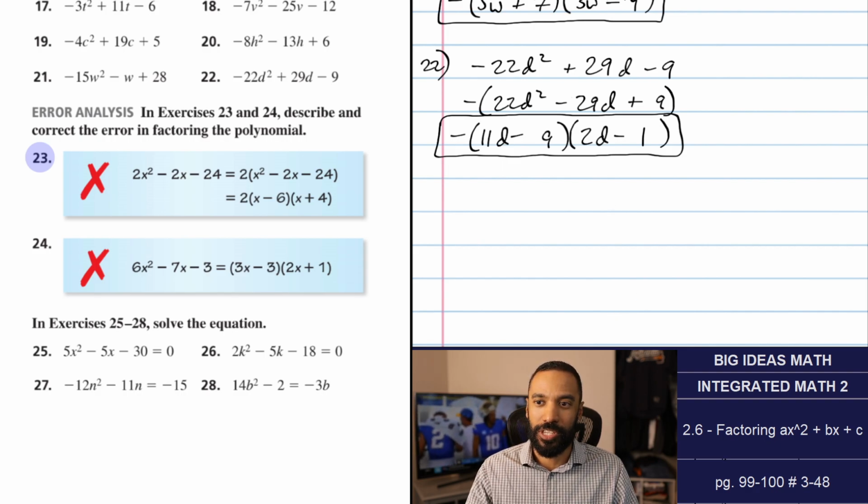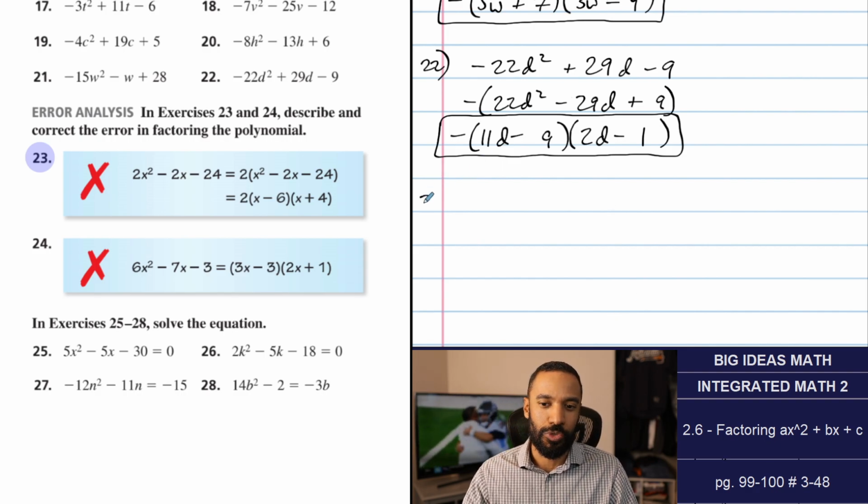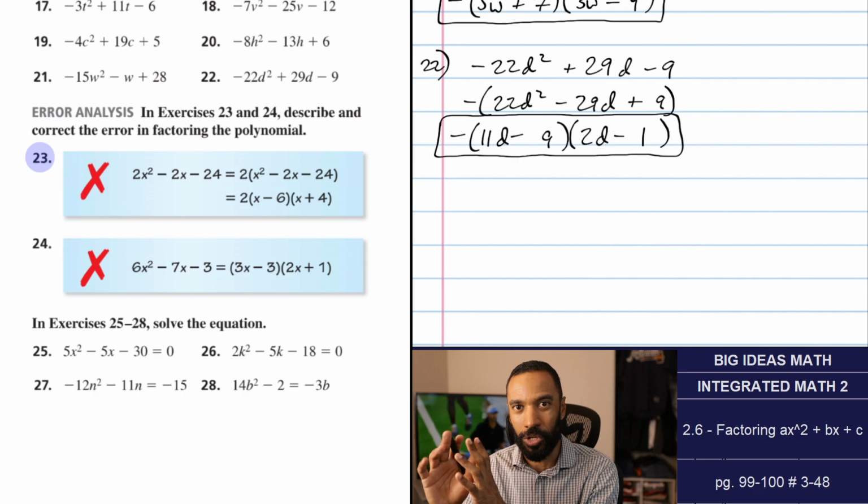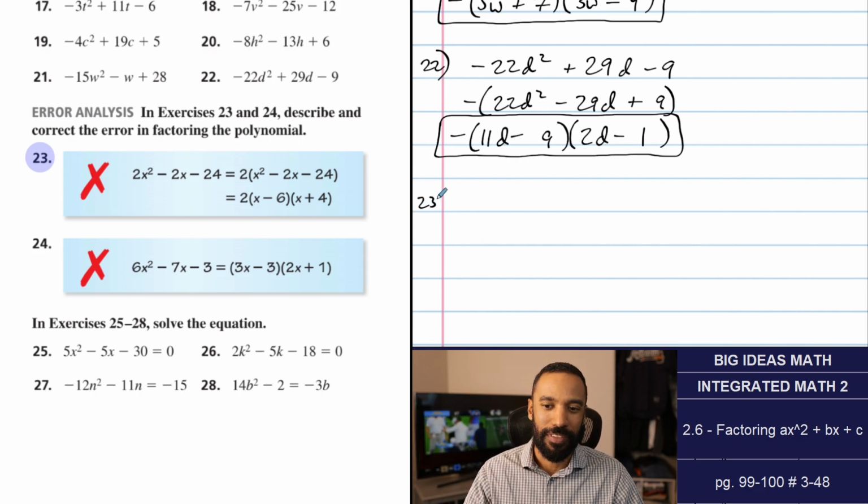All right, error analysis. I can imagine what one of the error analyses will be already. I'll tell you if it shows up. But I think it's the one where they say what two numbers multiply to this and add to this with totally ignoring what the first number is. So we'll see if that shows up.